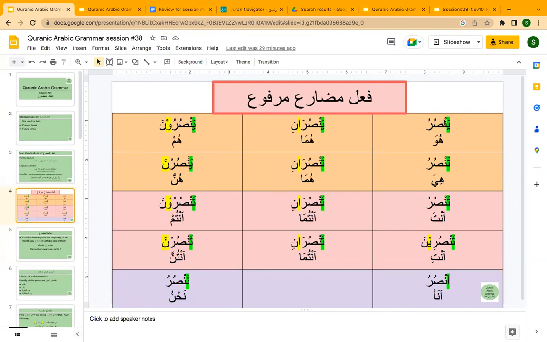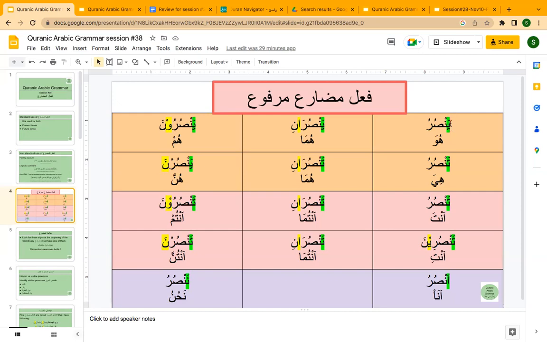Never call this ya your pronoun. What is the name for this guy here? Ya. What will we call this guy? Ya. And that will help you understand as well, inshallah. That will give you your answers. What are we calling this ya?